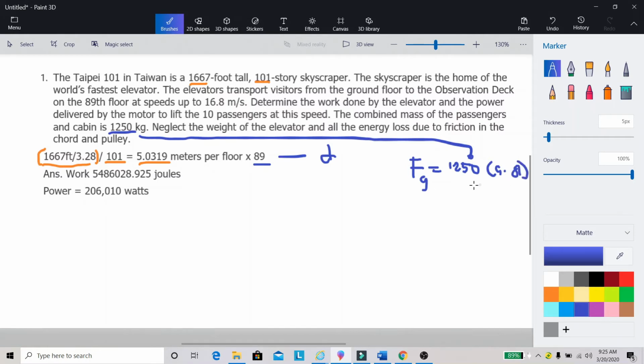So you have newtons there. If you have the force here, multiply it by the total displacement, and you will arrive at this one. Okay? And how about the power? Our power, there, our power.